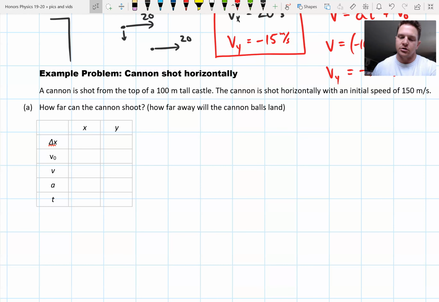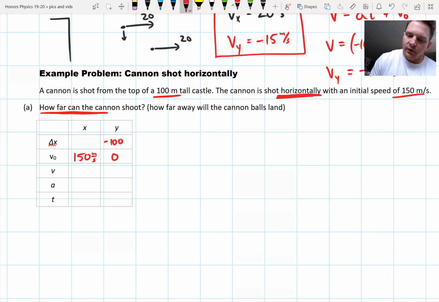So a cannon is shot from the top of a 100-meter tall castle. So right away that tells me the ball's going to fall 100 meters. So -100 for the y displacement. The cannon is shot horizontally, right? Horizontally tells me there is no initial y velocity. And it has an initial speed of 150. All right. And the question is, how far will the cannon shoot? Our ultimate goal is figure out what is this x displacement? How far? Okay. We've got to fill in all the gaps between that.